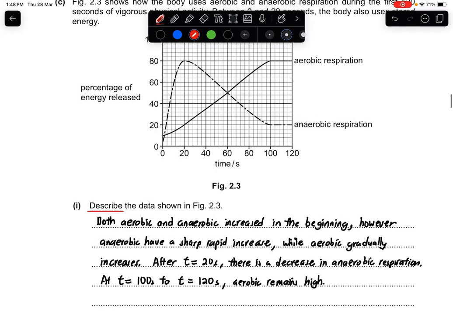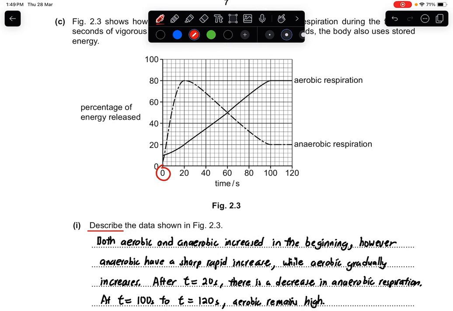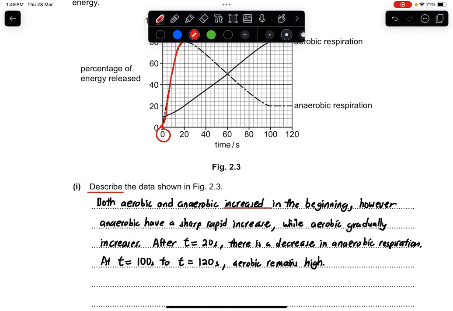So how are you going to explain? We explain what you can see in general from the start at t equals 0 seconds. At t equals 0 seconds, both aerobic and anaerobic respiration increase in the beginning. But then you can see that after 0 seconds, what happens to anaerobic respiration? It has a sharp, rapid increase. Look at how much it's increased in just 20 seconds. But for aerobic respiration, it did not increase this rapidly. In fact, it increases gradually. So these words, like sharp, rapid increase and gradually increases, are the terms that you need to use when describing the curve of a graph or diagram given.